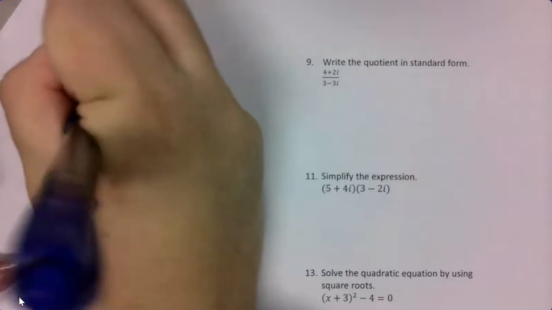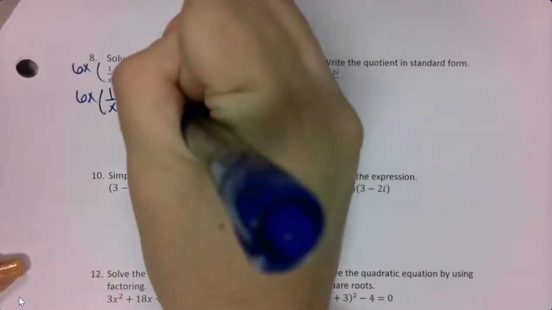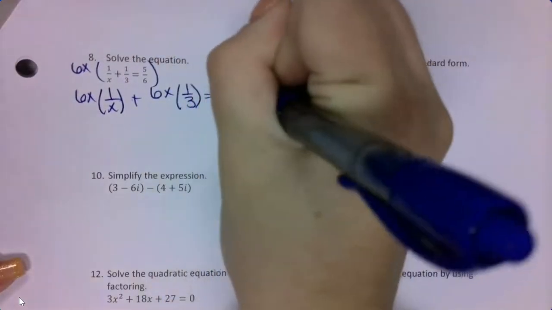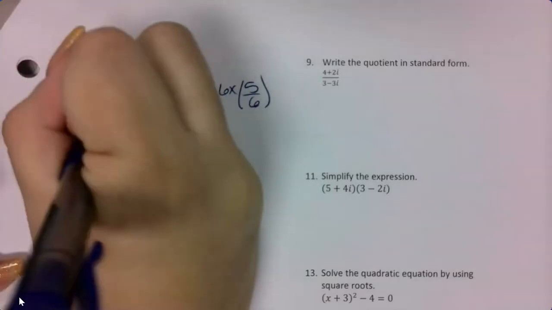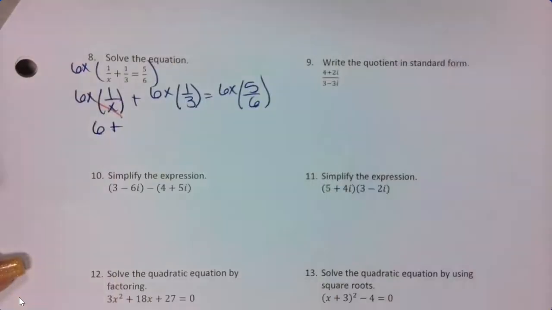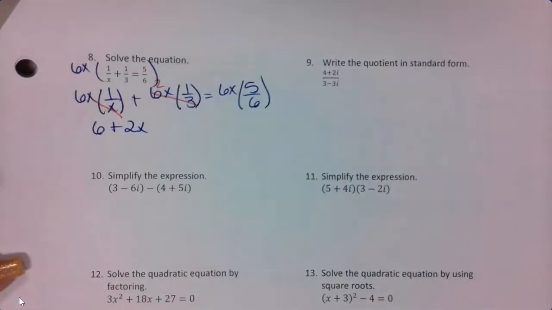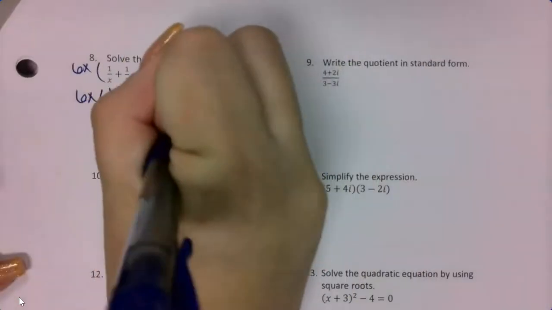So I'm going to have 6x times 1 over x plus 6x times 1 over 3 equals 6x times 5 over 6. On this first one, the x's cancel out, so I just have 6 times 1. On my second one, I can simplify. 6 divided by 3 is 2, so I have 2x. On my last one, the 6's cancel out, and I have 5x.